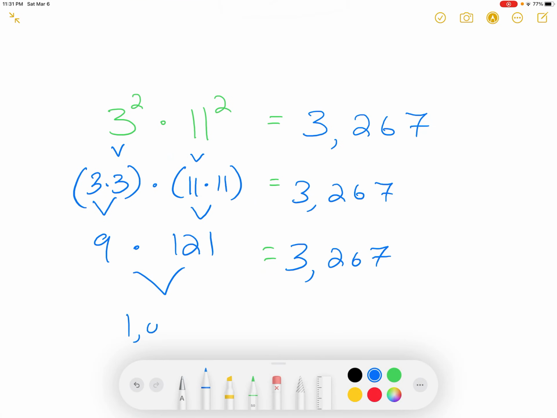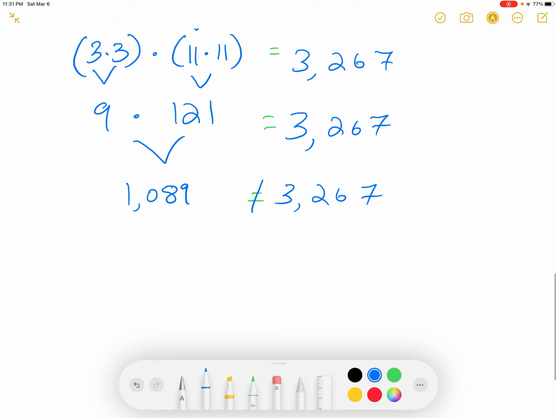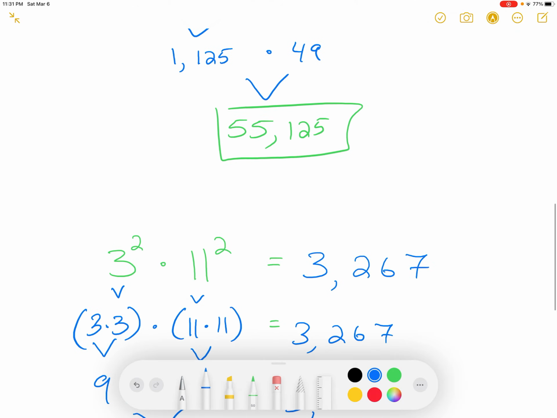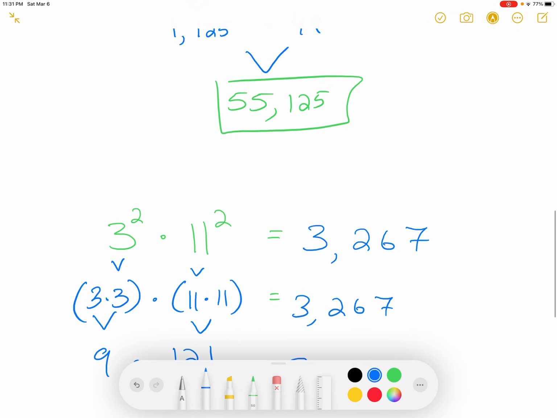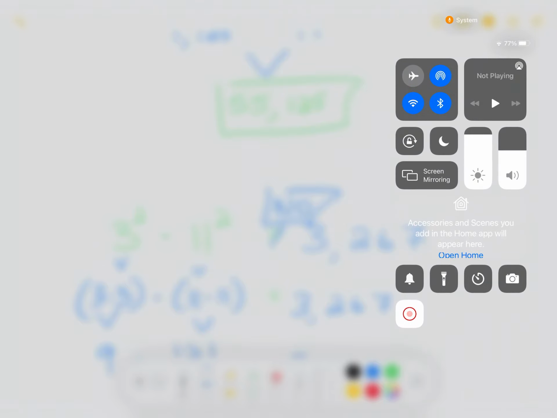1,089. So that's 1,089, and there's nothing else I can do. Does that equal 3,267? Well, that's obviously no. So the answer to this is, where is it? 3 squared times 11 squared does not equal 3,267.